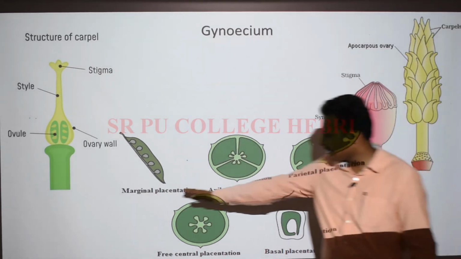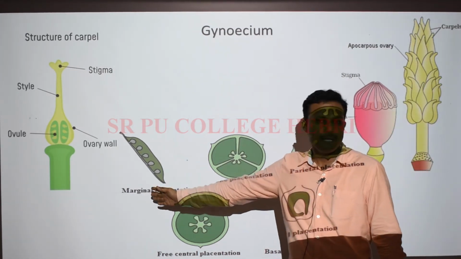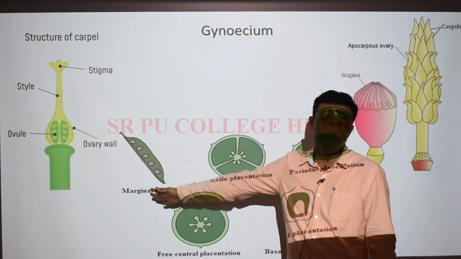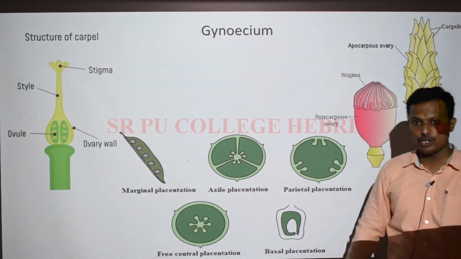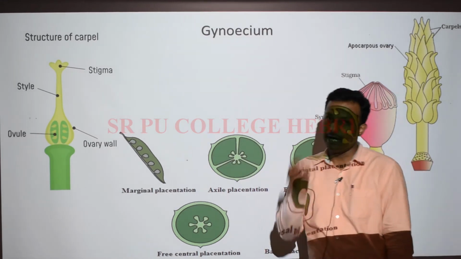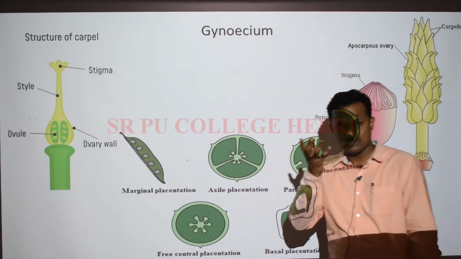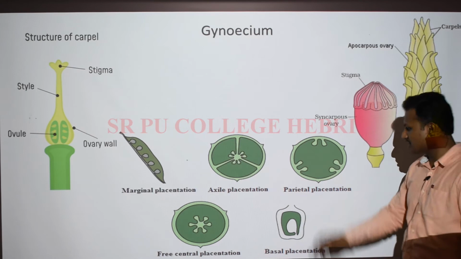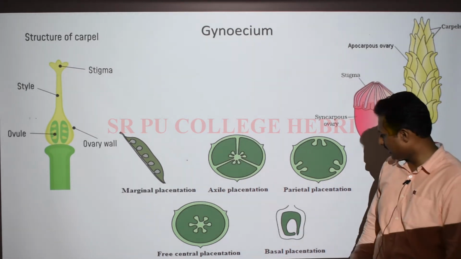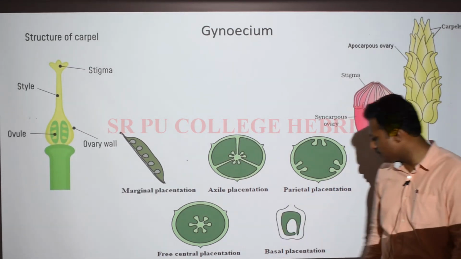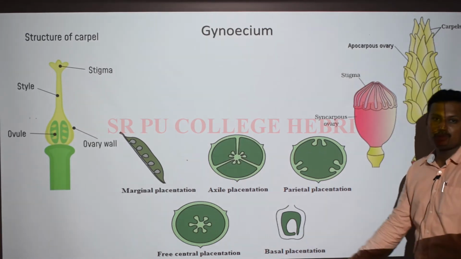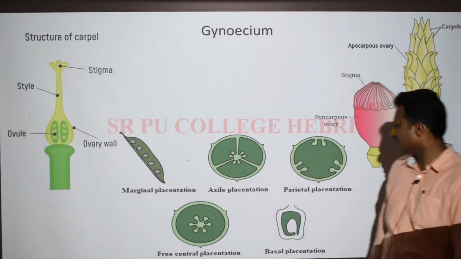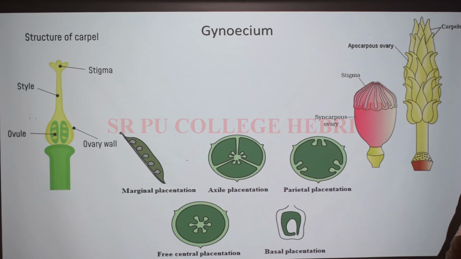Okay, so marginal placentation, which example you can give? Pea plant, or even the beans you can give. Axial placentation, you can give the example of tomato, hibiscus, and also which one? The cotton flower. Parietal placentation, dianthus, right? I hope so. And free central, primrose. Basal placentation, which one? The sunflower, marigold, etc. Right? This is about the gynoecium.